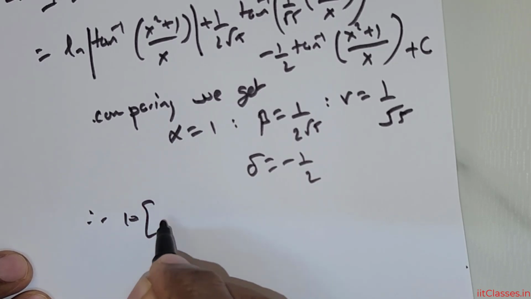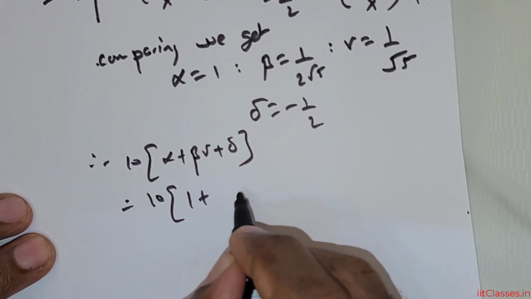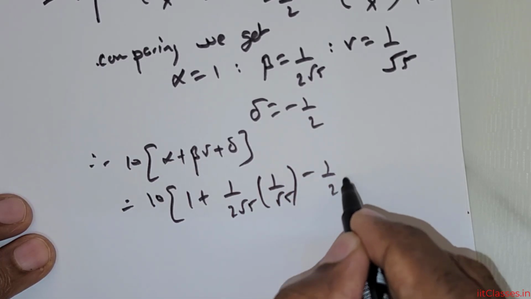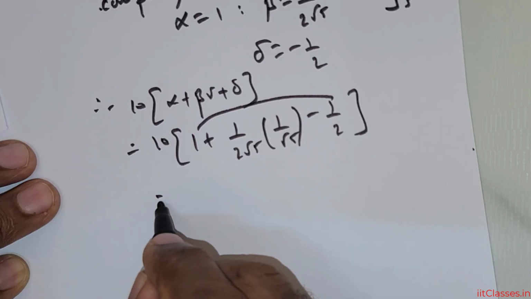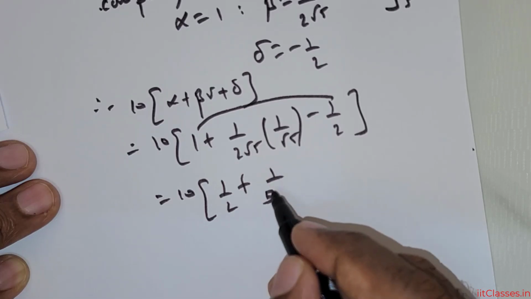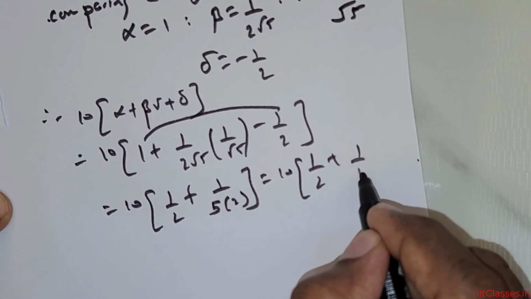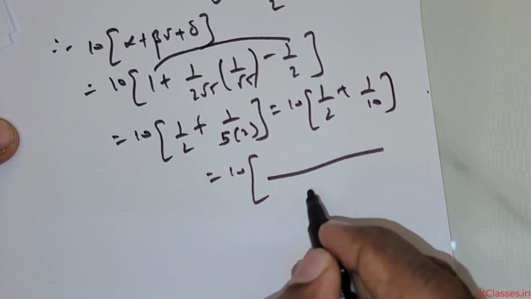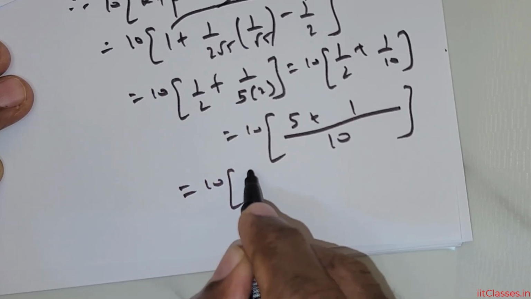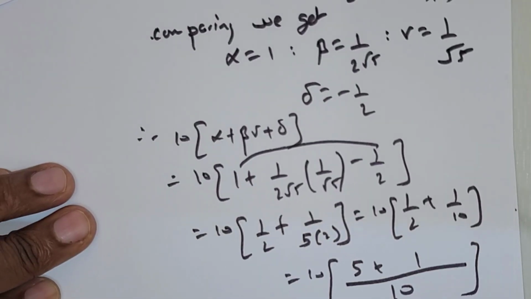So therefore 10 times of (alpha + beta·gamma + delta) is equal to 10 times of alpha is 1, beta is 1 over 2 root 5, gamma is 1 over root 5, delta is negative 1 over 2. You add these together, you get 1 over 2 plus 1 over 10, which is 10 times of, you take the LCM as 10, 2 divides 10 5 times, 10 divides 10 1 time. So 10 times of 5 added with 1 is 6 divided by 10. 10 gets cancelled, giving you 6. So that's the solution for this question. Thank you.